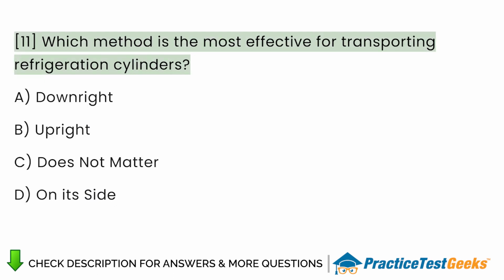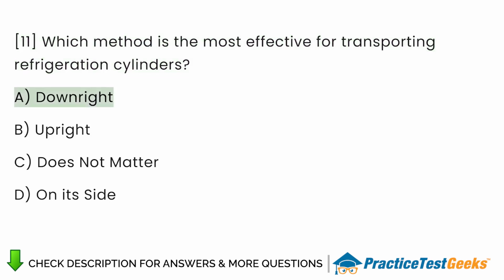Which method is the most effective for transporting refrigeration cylinders? A. Downright. B. Upright. C. Does not matter. D. On its side.